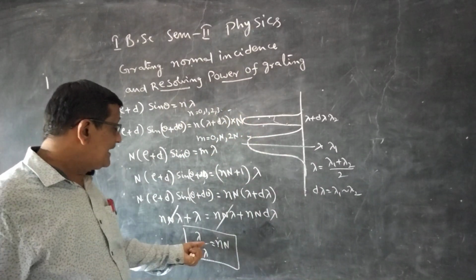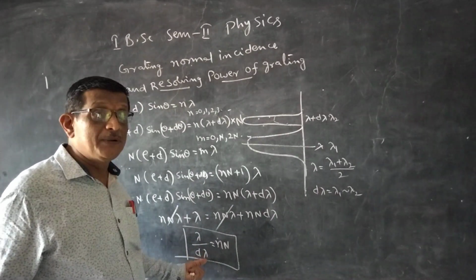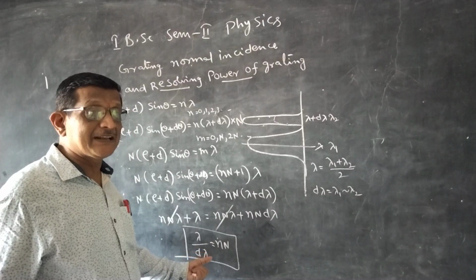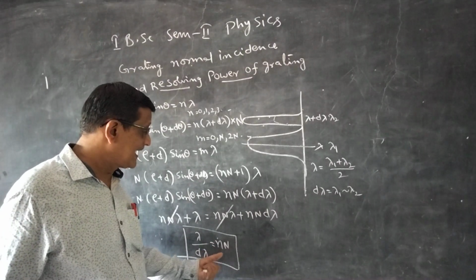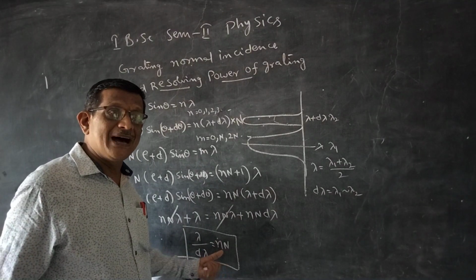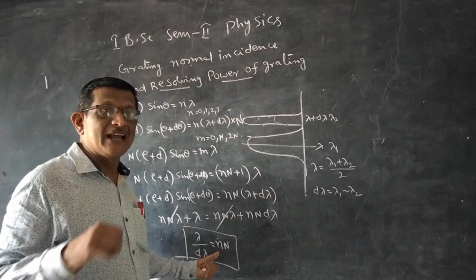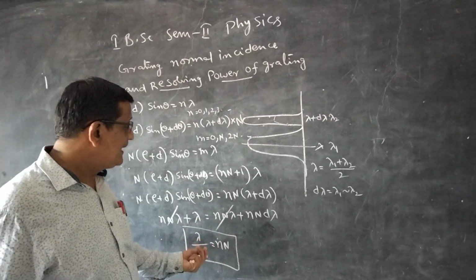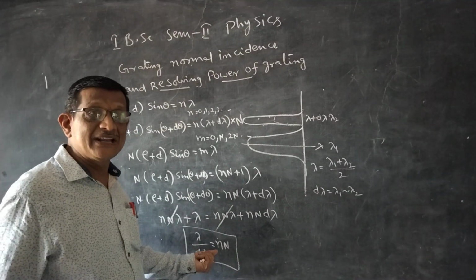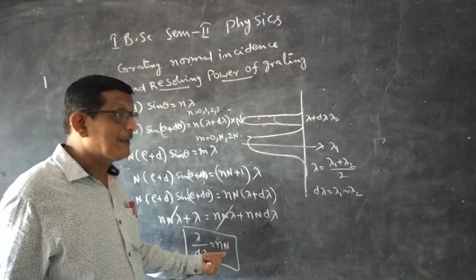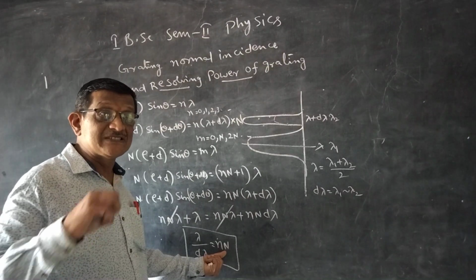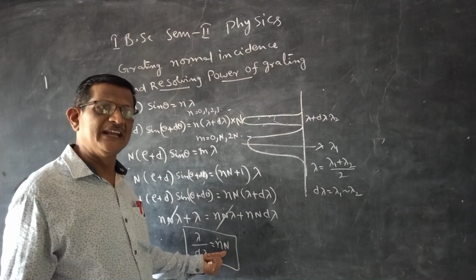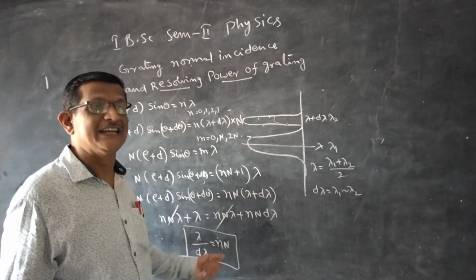In this way, what does the resolving power of grating depend on? It depends on two factors: one is small n and another one is capital N. Small n means the order of diffraction, first order, second order or third order, whatever it may be. Capital N is the number of slits in the grating, the number of slits in 1 centimeter or the total number of slits in the grating.